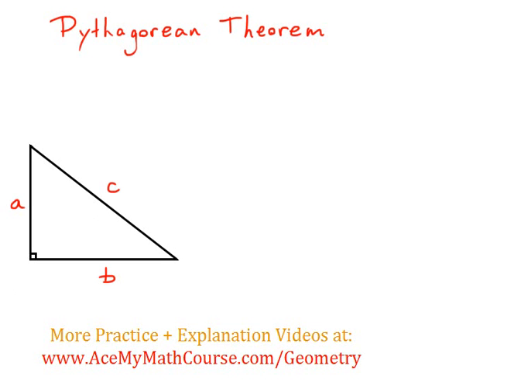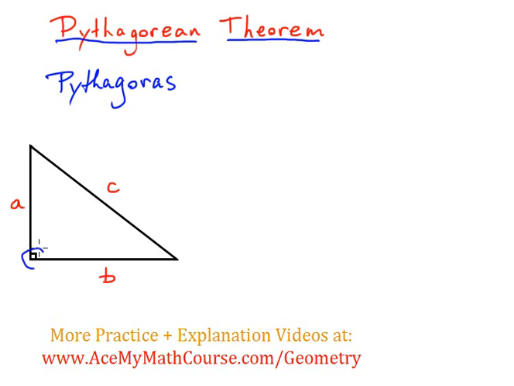Okay, now let me introduce the Pythagorean theorem. And who was Pythagoras? He was a Greek mathematician. I think I spelled his name correctly. Yes, I did. Okay, and what is the Pythagorean theorem? Well, for every single right triangle, a right triangle is a triangle with one angle measuring 90 degrees.